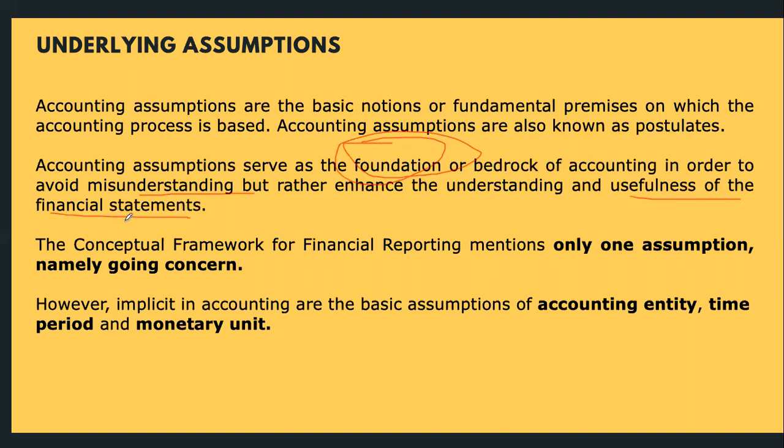Okay. So the conceptual framework for financial reporting mentions only one assumption. So take note of this, that even the revised conceptual framework, the only assumption mentioned is the going concern assumption. But aside from the going concern assumption, we have other basic assumptions. However, implicit in accounting are the basic assumptions of accounting entity, time period, and monetary unit. Even though these three assumptions are not mentioned anymore in the revised conceptual framework, we still need to discuss them because they are very essential in accounting.